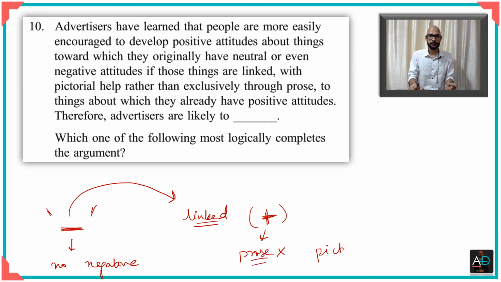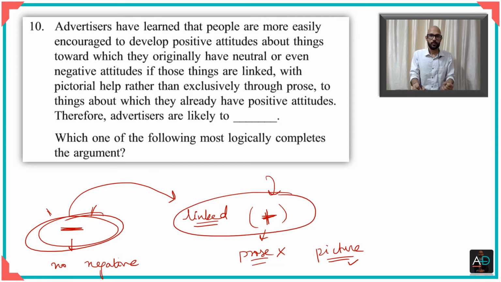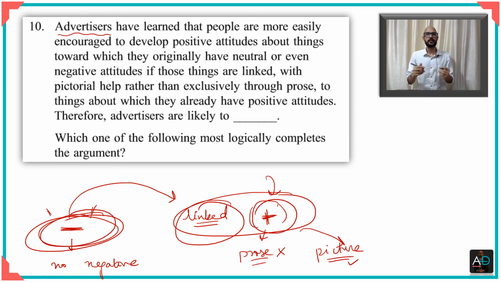Okay, so obviously what the advertisers want to do is that suppose they're selling this product, they want to link it with something for which you have a positive feeling, and then of course that would make you buy that product. That's what one can infer, because that's what an advertiser wants to do. So basically what you're getting here is that you would want to link your product with a picture that brings positive feelings, right? So it says therefore advertisers are likely to, well, that's what it means. Advertisers are likely to link with a picture that evokes positive feelings. Now that we've understood this, let's have a look at the options.